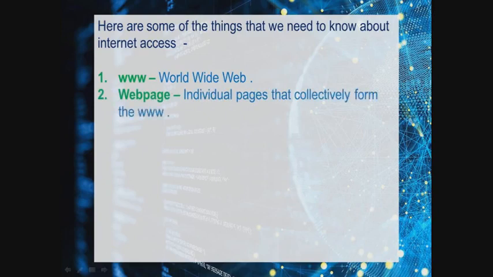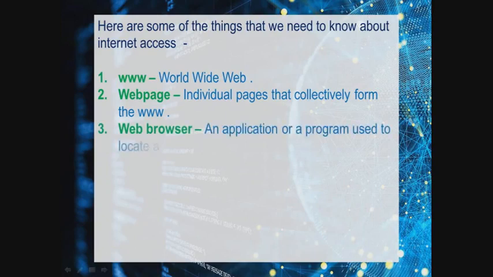So as we are talking about web pages, what is it? Individual pages that collectively form the www. Few web pages that are connected with each other, and they must be connected with the system of www. Only then, I said, it will be visible through the internet.